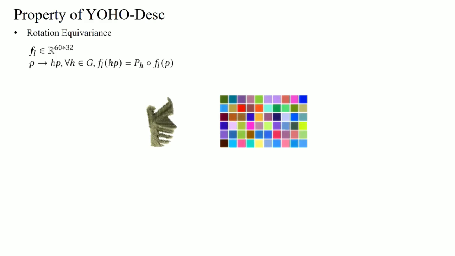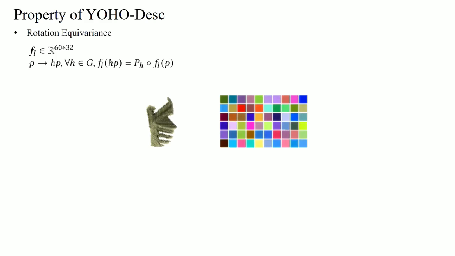The key observation of Yoho disk is that it is group rotation equivariant. It can be mathematically proved from the closure property of the group. If we apply a group rotation to the point cloud, its Yoho disk will only have a change of row permutation. An example is shown in the figure.